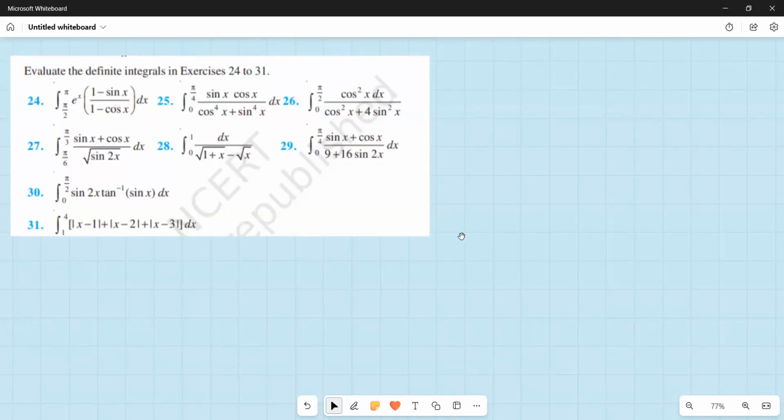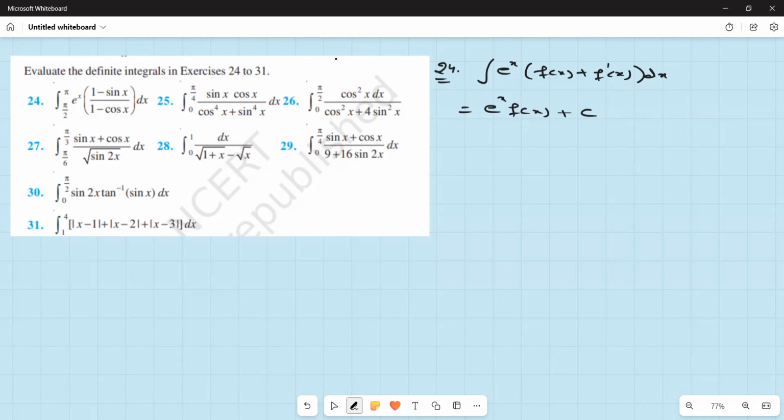Today we are going to do the miscellaneous exercise with important questions. First, question number 24, which is of the type e^x [f(x) + f'(x)] dx. If you integrate this, you will get e^x f(x) only. So directly using this result, you can write the answer. No need to show the steps.